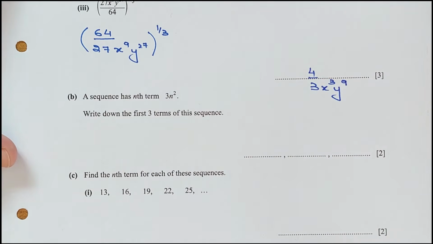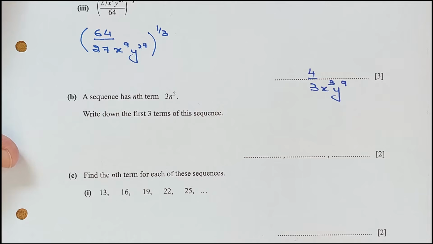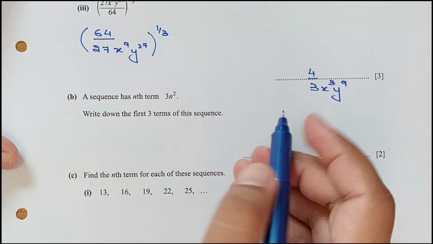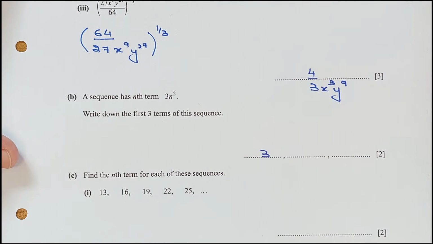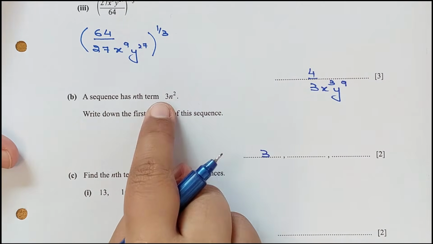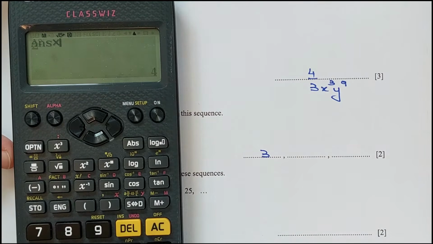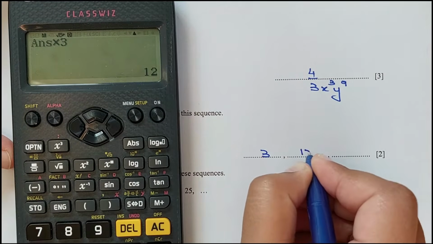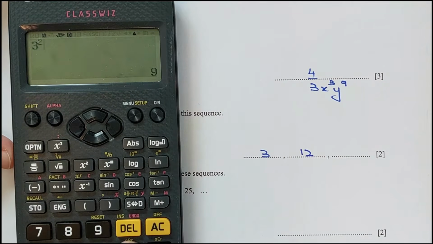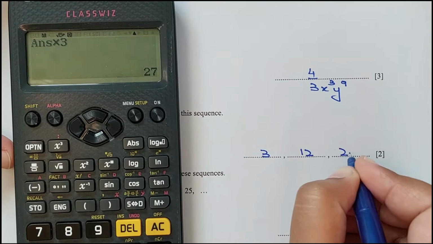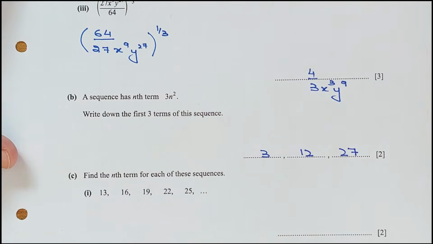Now for part B, a sequence has nth term 3n square. Write down the first three terms of the sequence. When n equals 1, we have 3. When n equals 2, 2 square times 3, which is 12. When n is 3, 3 square times 3, which is 27. So these are the first three terms.